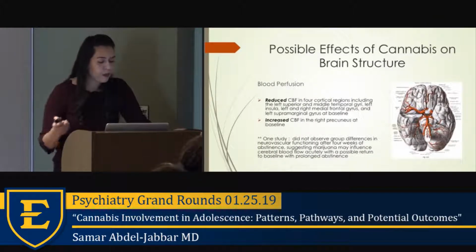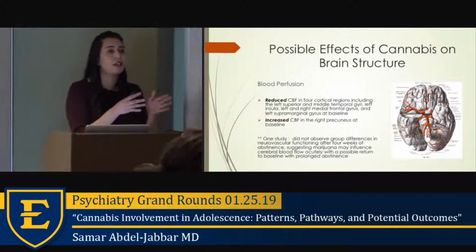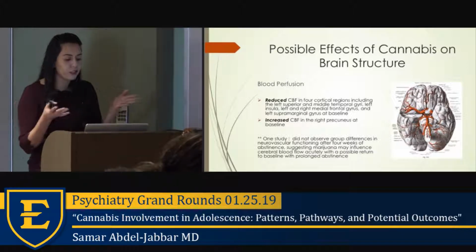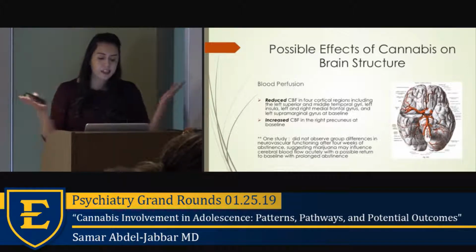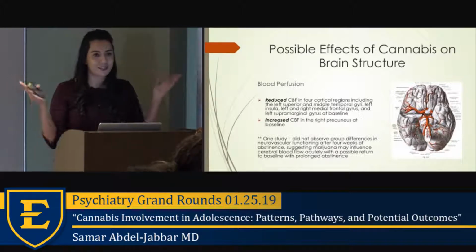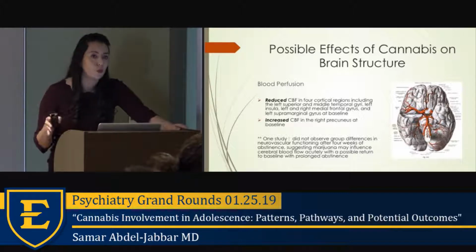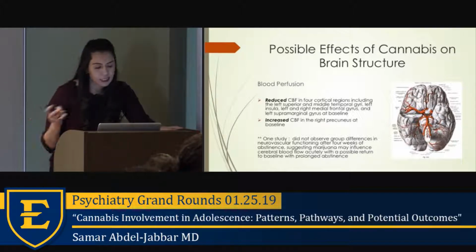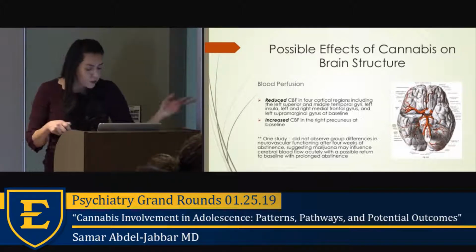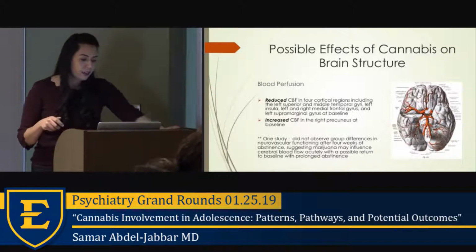How about blood supply? To my knowledge, I found two studies, and they're really small case studies. They had small participants, only 23, with a lifetime use of 200 days of marijuana, and the age range was 15 to 21. They found reduced cerebral blood flow in four cortical regions, and an increase in the right sulcus at baseline.